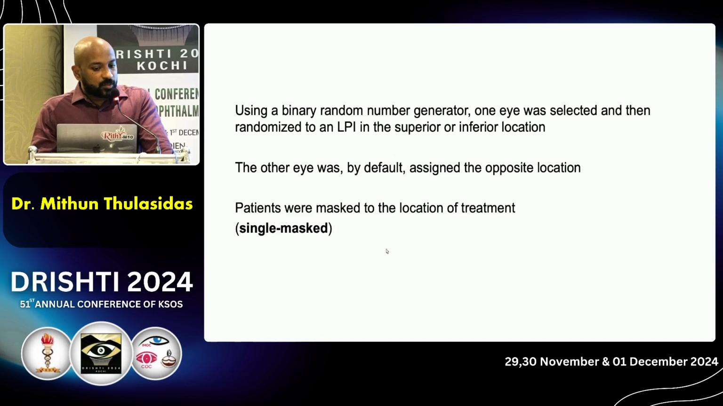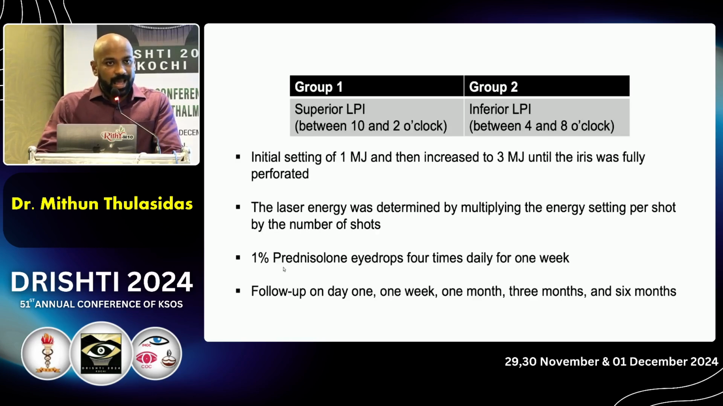Randomization was done using a binary random number generator. One eye was randomized to an LPI in the superior or inferior location, and the other eye by default was assigned the opposite location. The patients were masked, so it becomes a single-masked study. Group 1 included eyes with superior LPI and group 2 included eyes with inferior LPI. We used a laser energy setting between 1 millijoule and 3 millijoule depending upon the thickness of the iris. The energy was determined by multiplying the energy per shot by the number of shots.